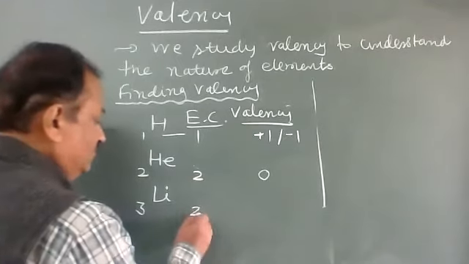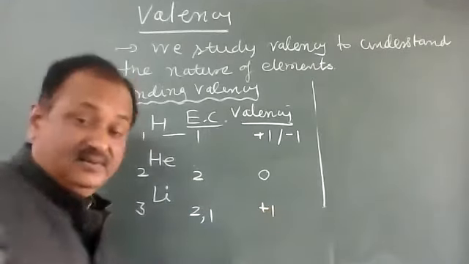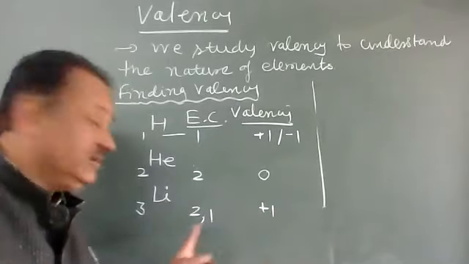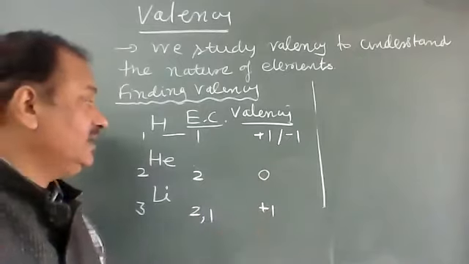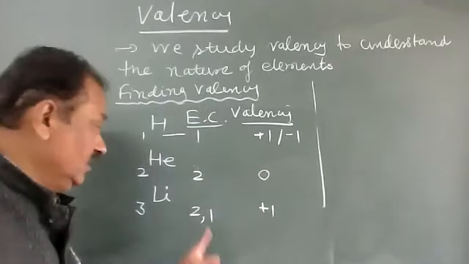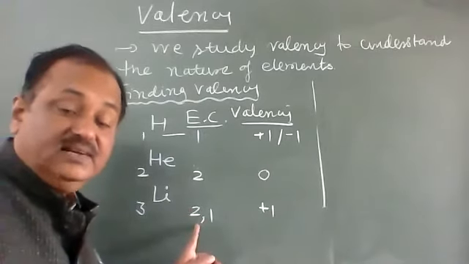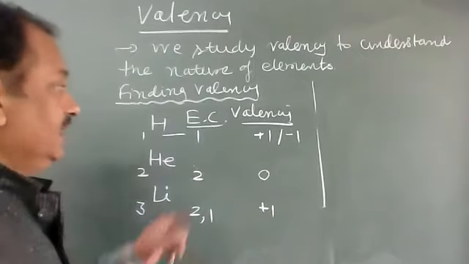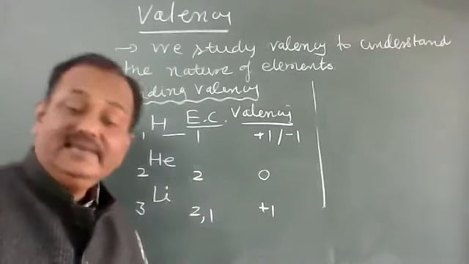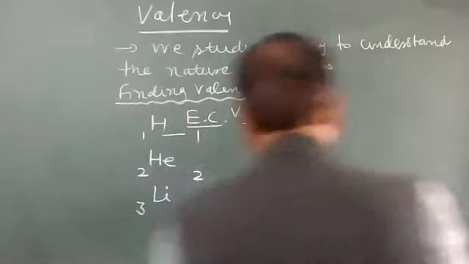Configuration is 2 and 1. So here valency is plus 1. Why is it plus 1? Because it will lose 1 electron and acquire the noble gas configuration of what? The noble gas configuration will be acquired by this lithium, and lithium will become equal to helium. Lithium ion, like this.